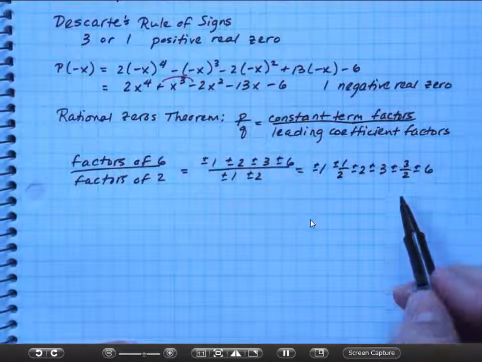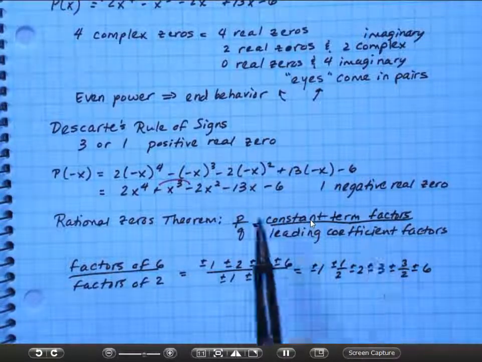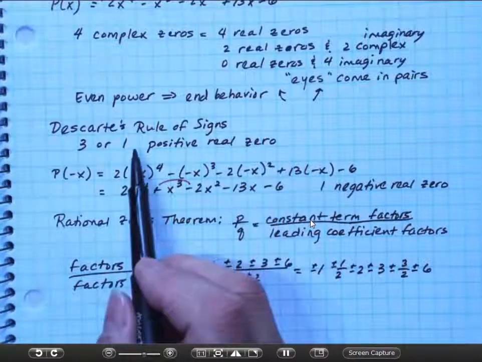So now looking at all the information that I have in front of me, I know that I'm going to have a possibility of 3 or 1 positive real zero. So I should have at least 1.